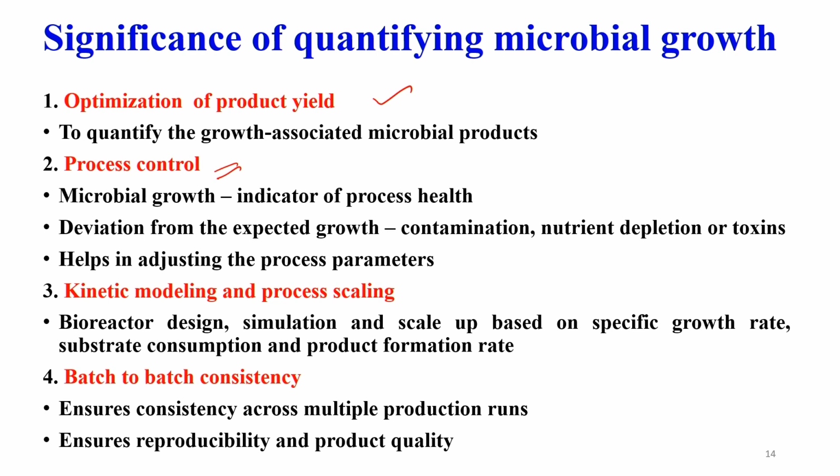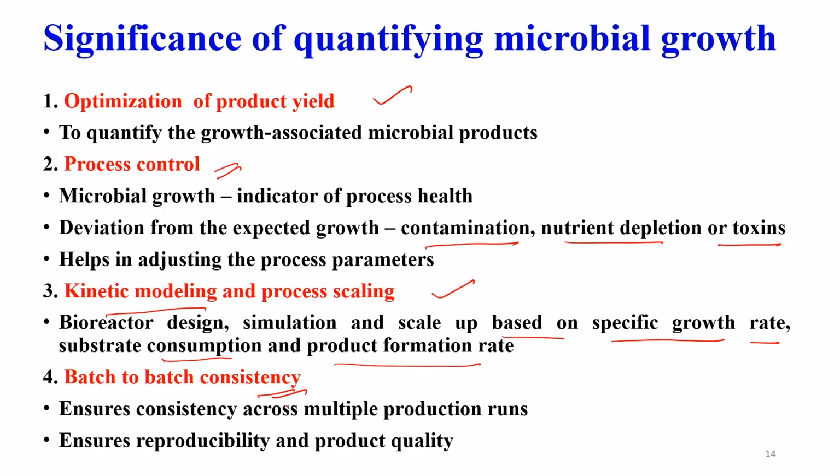If there is a deviation from the growth, it indicates there may be contamination, there may be nutrient depletion, or there may be toxins. So, it quickly helps. If there is no growth, it means some troubleshooting needs to be done. Yes, this is important for bioreactor designing, simulation and scale up. We require the value of specific growth rate, substrate consumption and product formation rate. So, we need to calculate these kinetic parameters, which are required for the bioreactor design and further scale up.